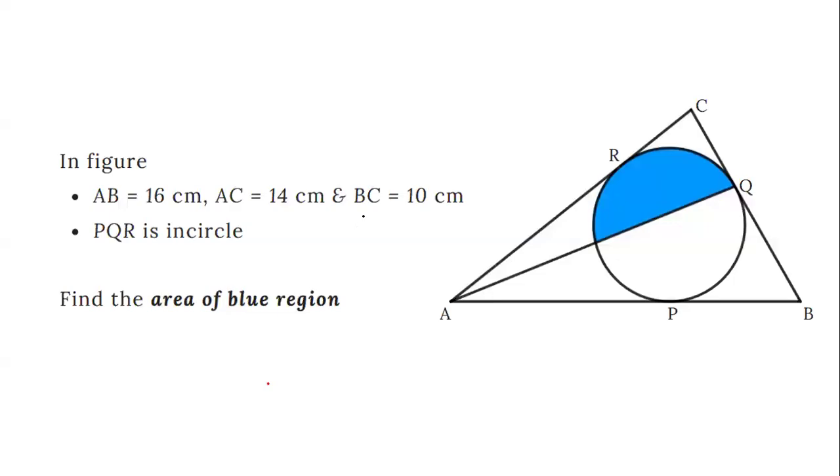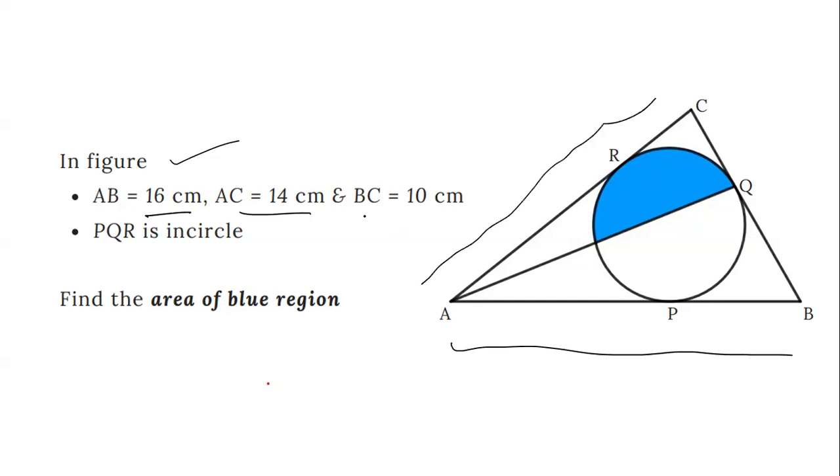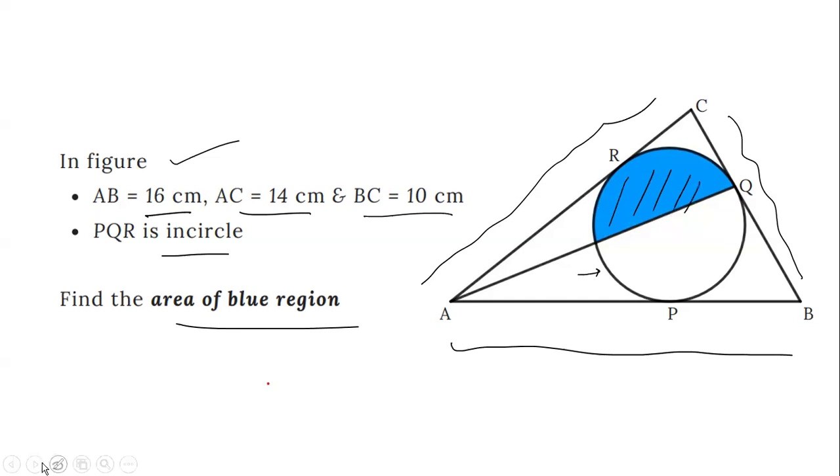So hello guys, in this video we are going to solve this problem. In this problem it is given that in the figure we have AB equal to 16 centimeter, AC is 14 centimeter, BC is 10 centimeter, and this PQR is the incircle of the triangle ABC. Then we have to find the area of this blue region. So this is the problem. Let's see how we can solve this.